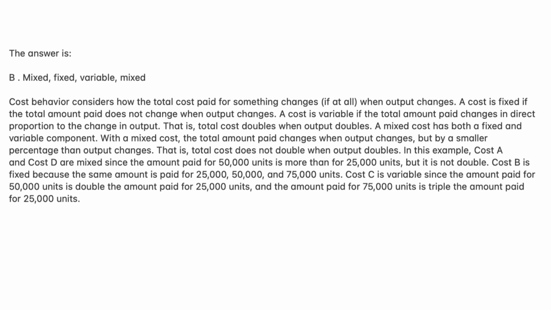In this example, cost A and cost D are mixed since the amount paid for 50,000 units is more than for 25,000 units, but it is not double. Cost B is fixed because the same amount is paid for 25,000, 50,000, and 75,000 units. Cost C is variable since the amount paid for 50,000 units is double the amount paid for 25,000 units, and the amount paid for 75,000 units is triple the amount paid for 25,000 units.